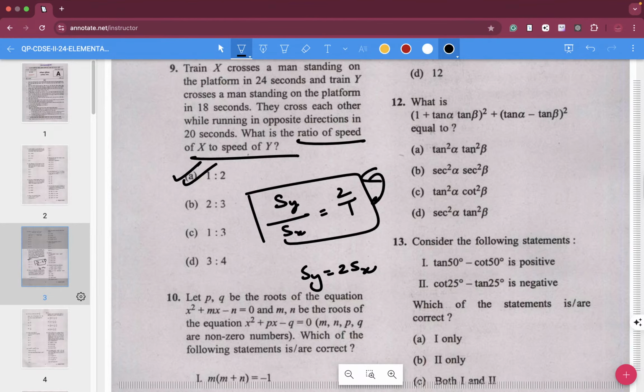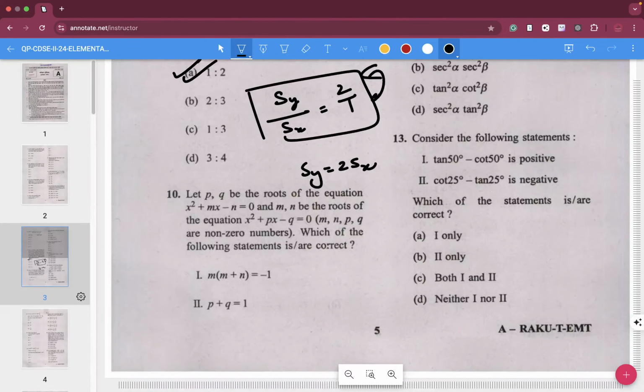So over here the trick was to look at the portion wherein you were supposed to equate the distances. Right, so let's move on to the next question with that, folks.